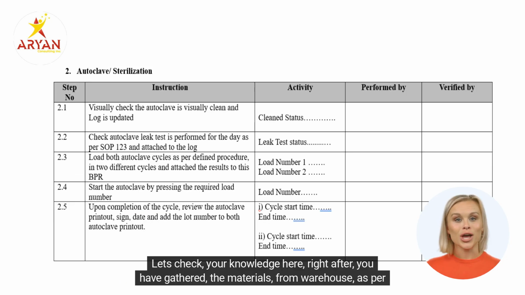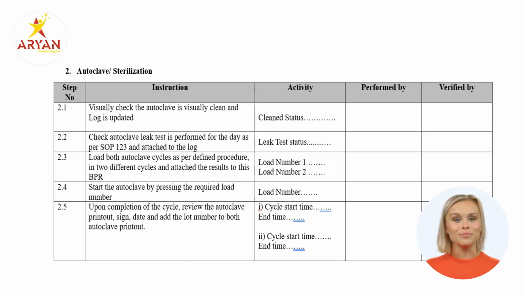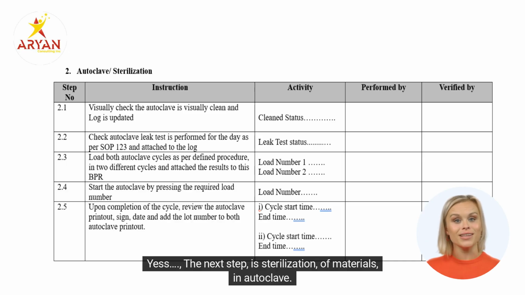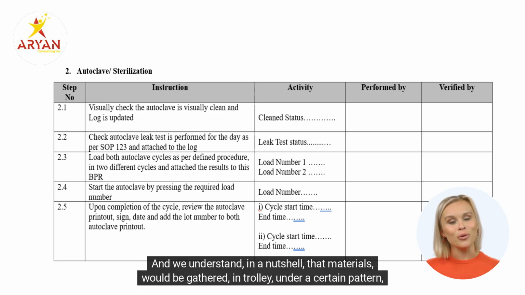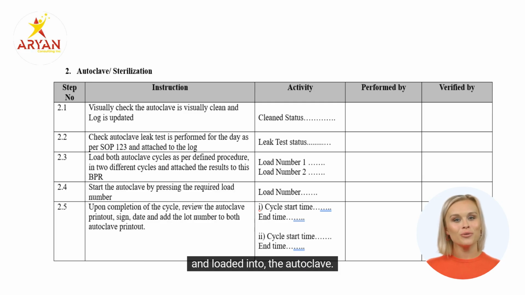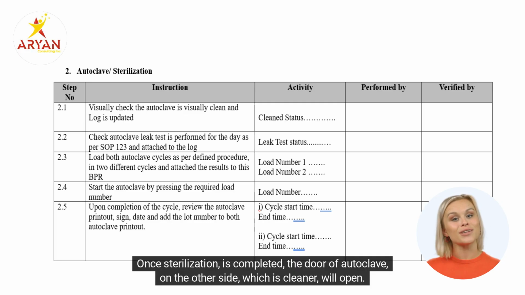Let's check your knowledge here. Right after you have gathered the materials from warehouse as per bill of material, what is next? Yes, the next step is sterilization of materials in autoclave. We have learned about autoclave in autoclave training already before coming to this class. And we understand in a nutshell that materials would be gathered in trolley under a certain pattern and loaded into the autoclave. Once sterilization is completed, the door of autoclave on the other side, which is cleaner, will open.